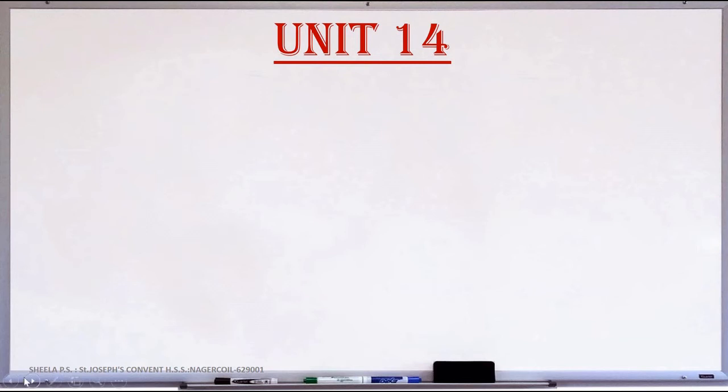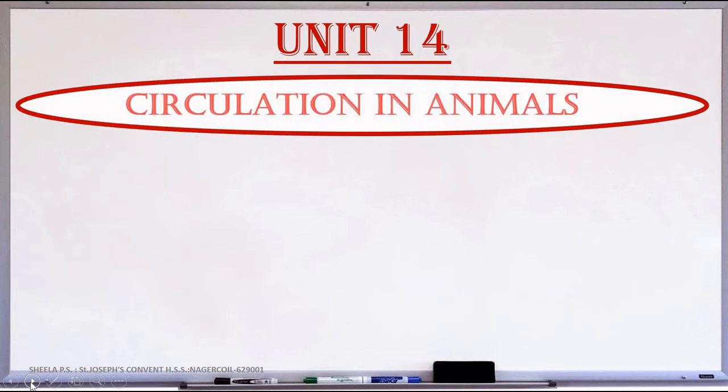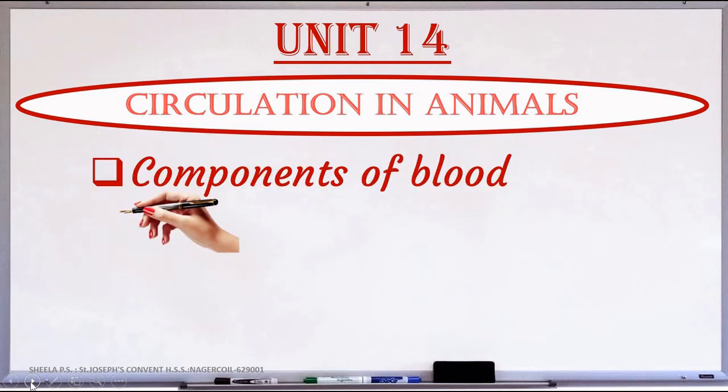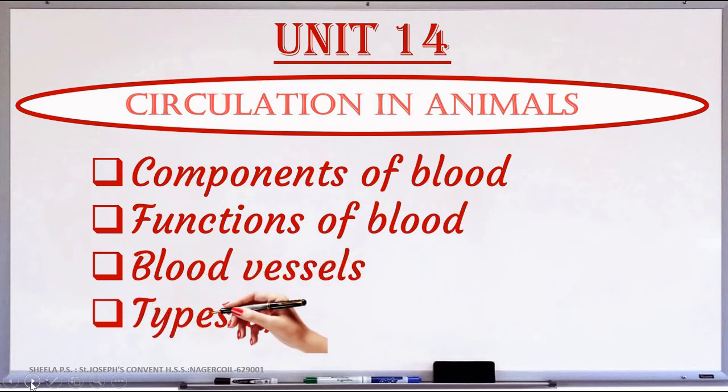In this session, Unit 14, Transportation in Plants and Circulation in Animals, Part 3, we shall study circulation in animals in detail. To begin with, we shall first learn about the components of the blood, functions of blood, blood vessels, and types of circulatory system.